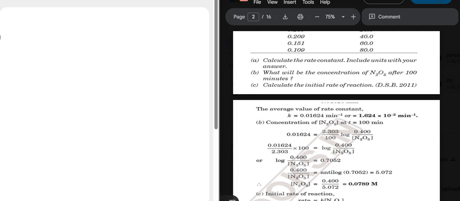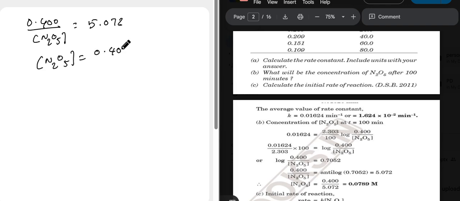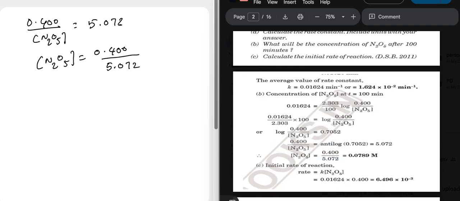So 0.400 by the concentration of N2O5 is found to be 5.072. So when we are finding N2O5, it will become 0.400 divided by 5.072. So the answer is given here, 0.789. When you are dividing, this is the answer you will be getting. I just took the answer and kept it so that we can save division time. Otherwise again time will go. Okay, clear? This part of how to solve is clear.